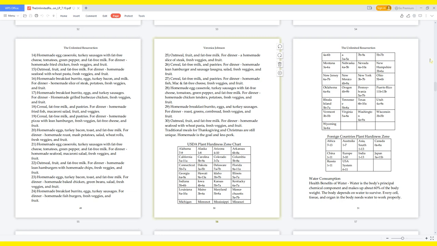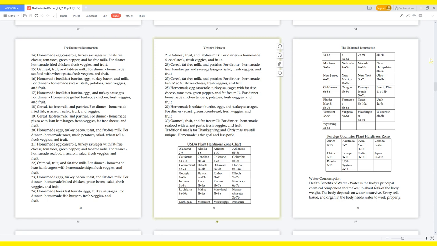18, cereal, fat-free milk, and pastries. For dinner, homemade fried fish, macaroni salad, fruit, and veggies. 19, cereal, fat-free milk, and pastries. For dinner, homemade pizza with lean hamburger, fresh veggies, fat-free cheese, and fruit.